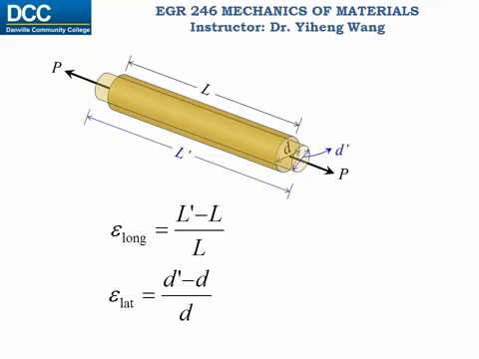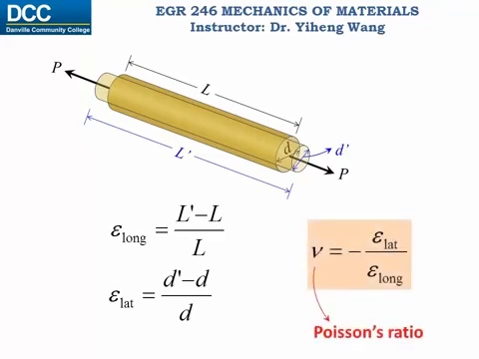And the Poisson's ratio for this material nu is defined as negative epsilon lateral over epsilon longitudinal. Since in this case, epsilon longitudinal is positive and epsilon lateral is negative, therefore Poisson's ratio is positive.